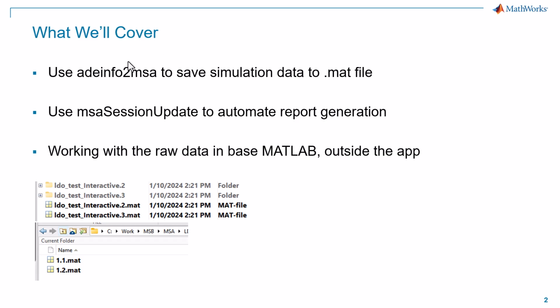So the functions that we'll cover today involve things that we've already shown in some previous videos on Mixed Signal Analyzer. We'll just go into a little more detail this time around. We're going to cover using AD-INFO to MSA and how to use it to save simulation data to a MAT file. We'll talk about a function that's MSA session update that you use to automate report generation. And we're going to be using those functions within Cadence Maestro itself in the output setup section, as we'll see.